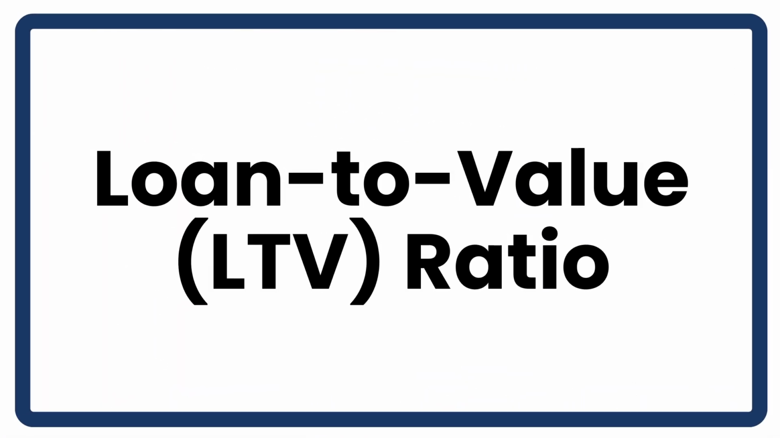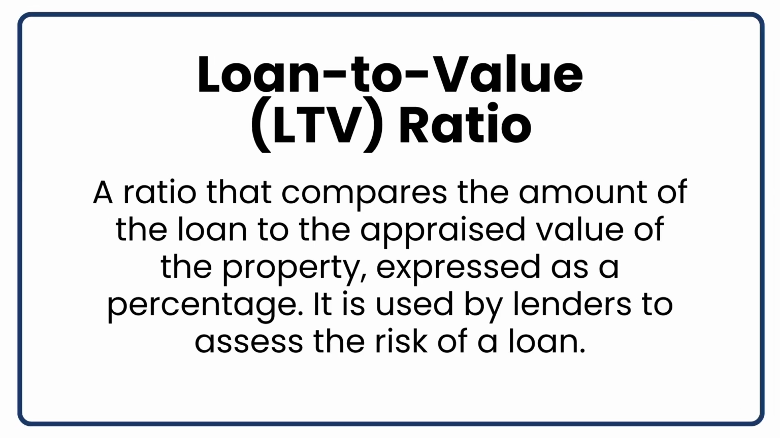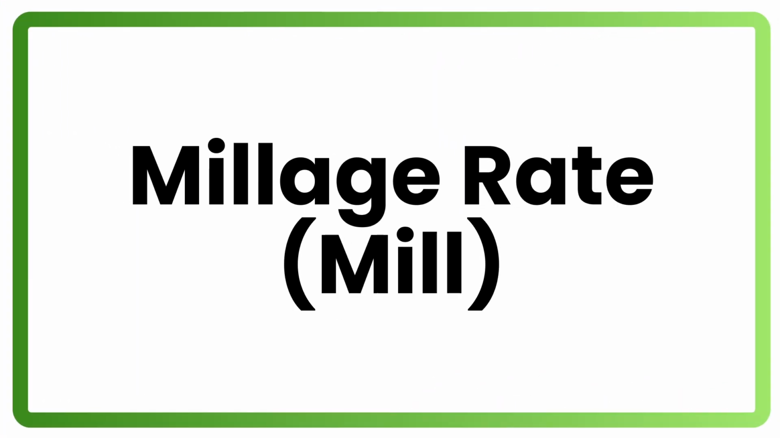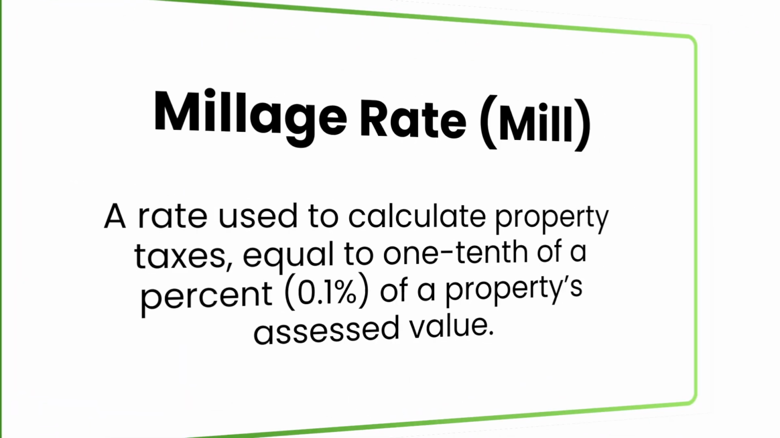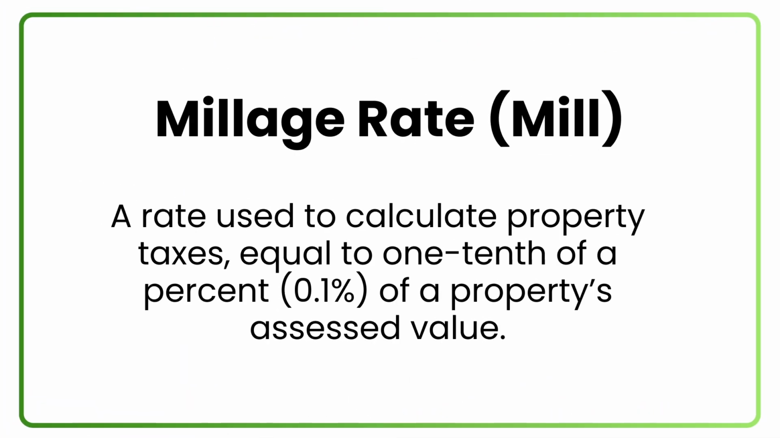Loan-to-value ratio. LTV is a ratio that compares the amount of the loan to the appraised value of the property, expressed as a percentage. It is used by lenders to assess the risk of a loan. Millage rate. A mill is a rate used to calculate property taxes equal to 0.1% of a property's assessed value.